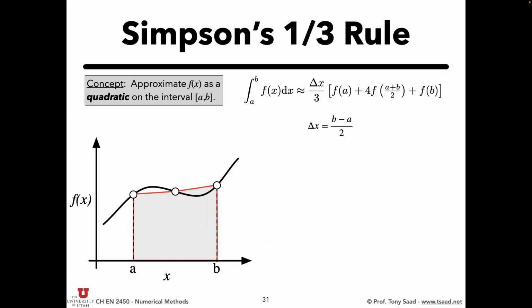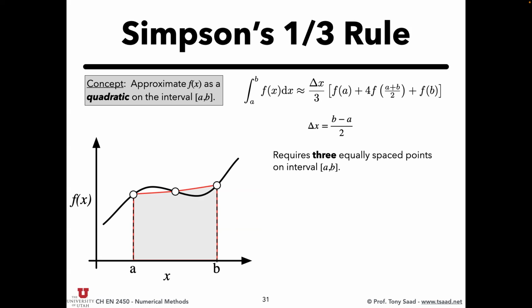And then Simpson's rule gives you this formula. Delta x over 3, which is b minus a over 3... sorry, delta x is b minus a over 2. You split this into 2 intervals or 3 points. So you get delta x over 3 times f of a plus 4f of a plus b over 2 plus f of b.